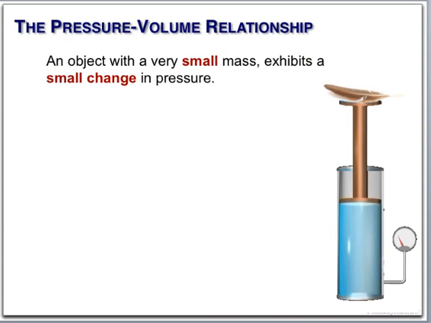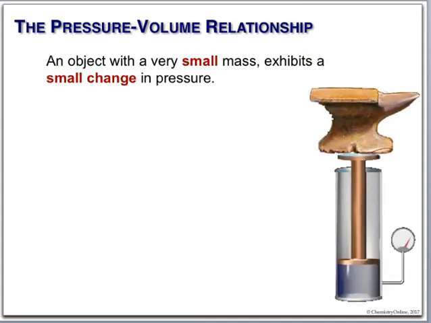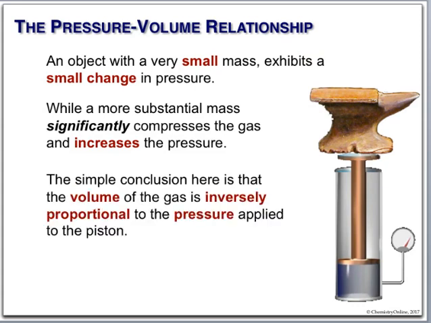Here we have our cylinder. Here we have a little tiny weight. Not much happens. But if we increase the pressure, our volume decreases. Very simple demonstration that the volume and the pressure are inversely proportional. Now again, what that means is, the bigger the pressure, the smaller the volume. That is Boyle's Law.